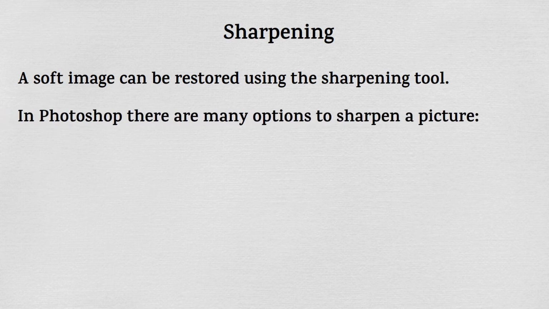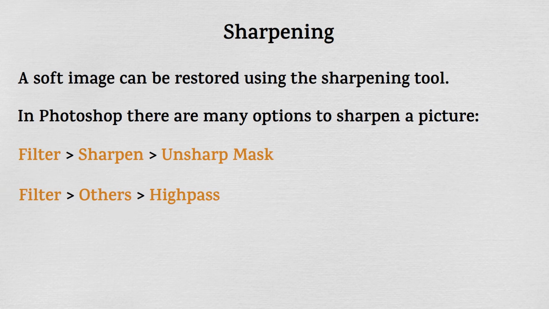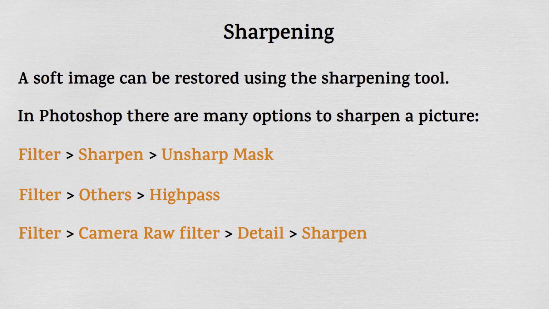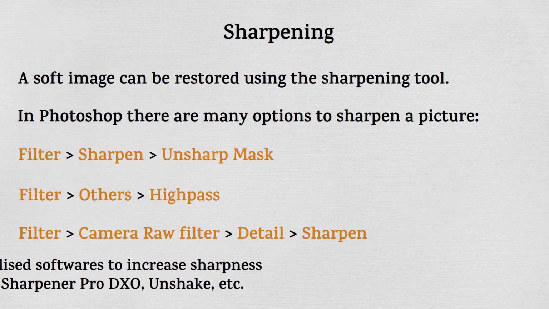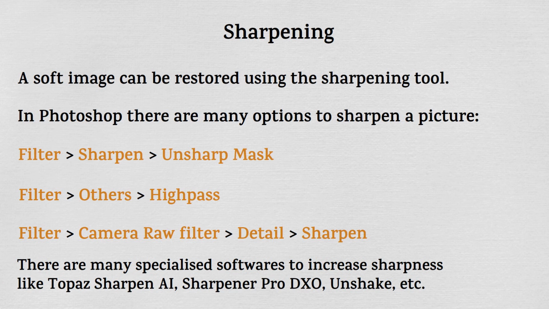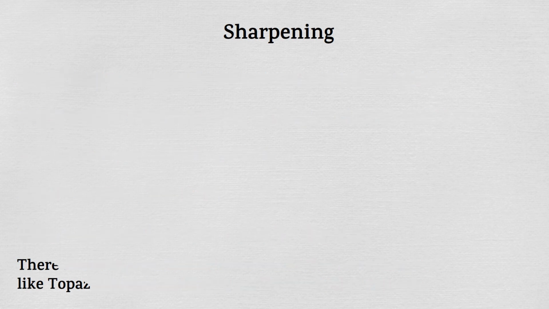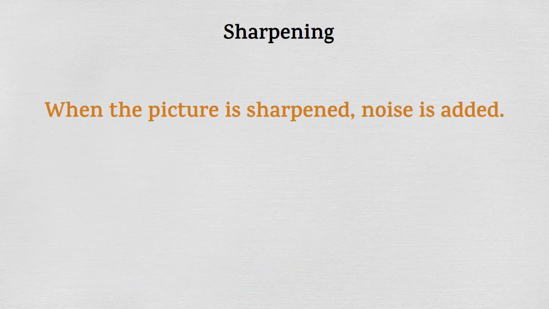In Photoshop there are filters like the Sharpen filter, there is an Unsharp Mask which you can use, and in Photoshop you also have a High Pass filter. In Camera Raw filter you have a Sharpen option where you can increase the sharpening of the image, and there are many add-on software for sharpening too, like Topaz Sharpen, Sharpener Pro, DxO, Unshake, etc.